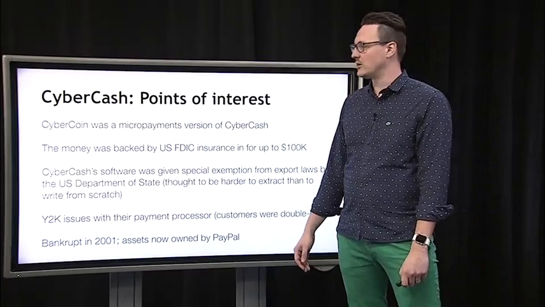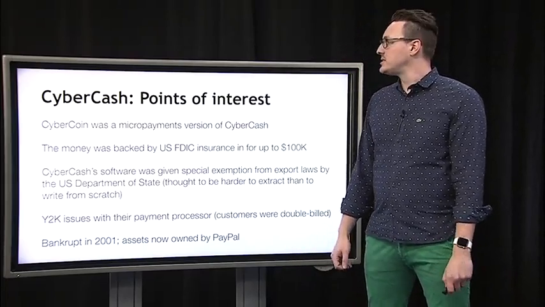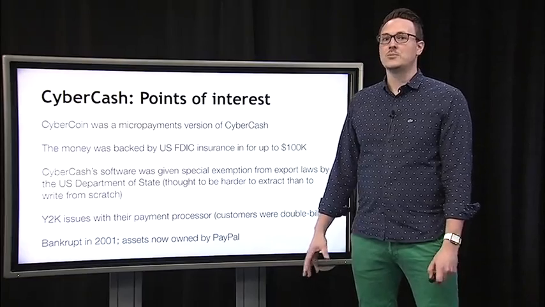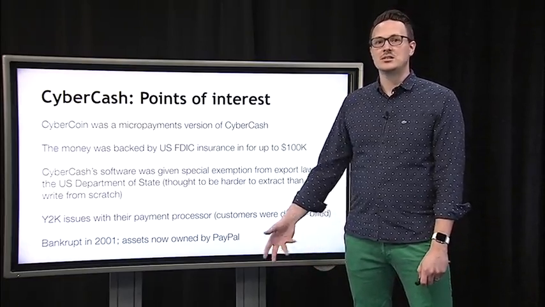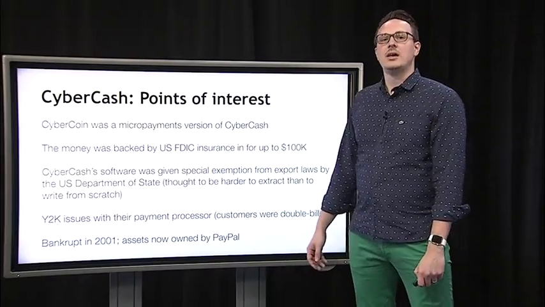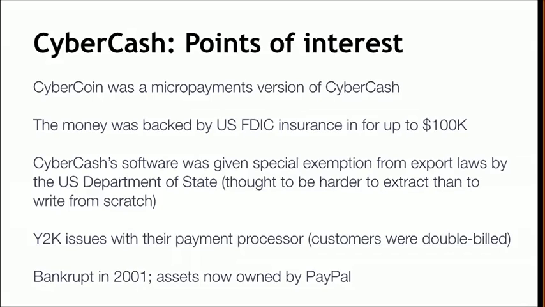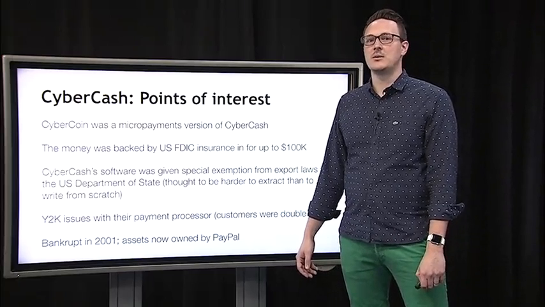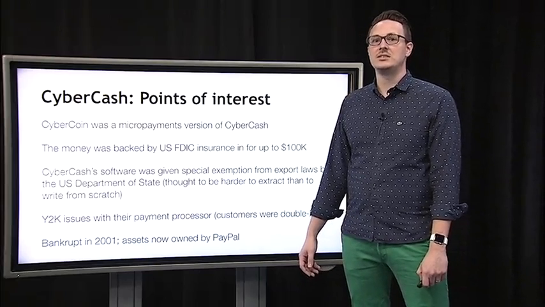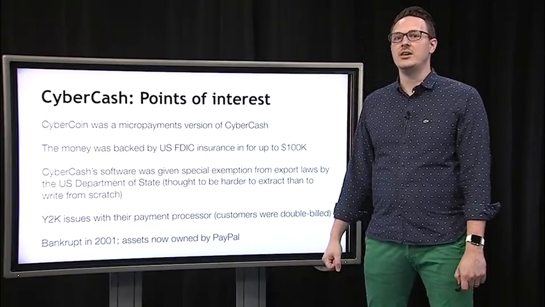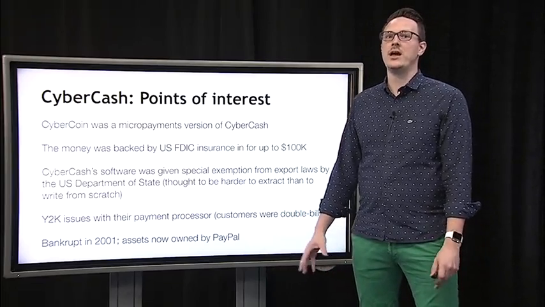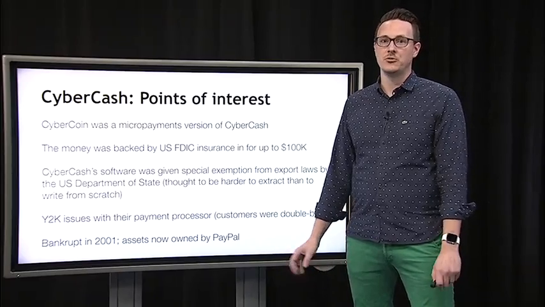for up to $100,000. Back in the 90s, when CyberCash was operating, there was also a restriction on the export of cryptography. Cryptography was considered a weapon, and so you couldn't export it to other nations. In this case, CyberCash wanted to export their software. They wanted other people around the world to be able to use it. However, it used encryption technology. So normally this export would not be allowed. However, what CyberCash was able to do is work with the State Department to get a special exemption for their software. And the argument was that going into their software and extracting the encryption technology out of it would be way more work than it would take to just write the crypto from scratch.